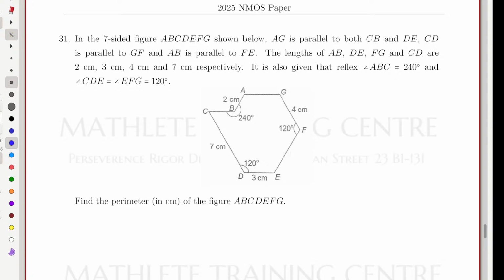Okay, finally, we move on to the final 5 questions. Question number 31, find the perimeter of the figure shown. The idea is to make it an equilateral triangle. Because what we can do is that we can draw in this part and this part, which will be the same perimeter. And now what we can do from there is that we can extend to form an equilateral triangle.